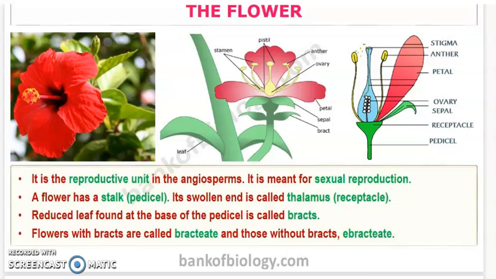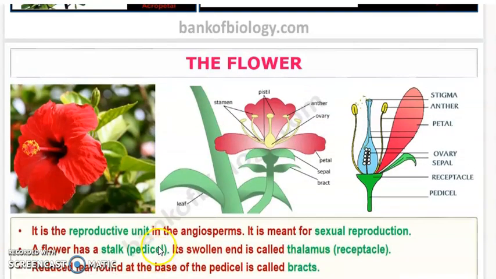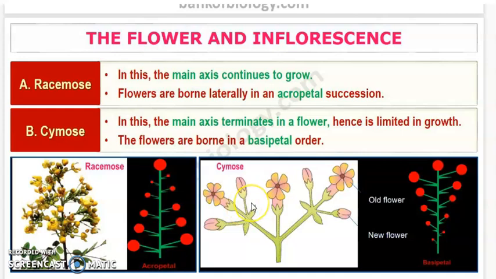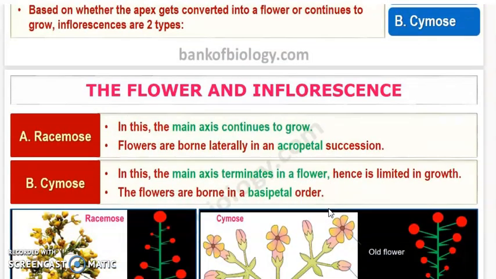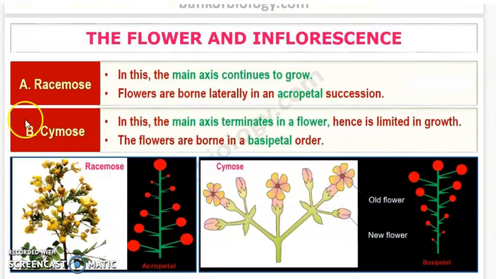Namaskar children, good morning. I think you are clear with the inflorescence part, and I hope you have also understood the leaf portion. So what was inflorescence? It was the arrangement of a cluster of flowers on the floral axis, and we called that inflorescence. And how many types of inflorescence are there? One is racemose inflorescence, and then the cymose inflorescence.